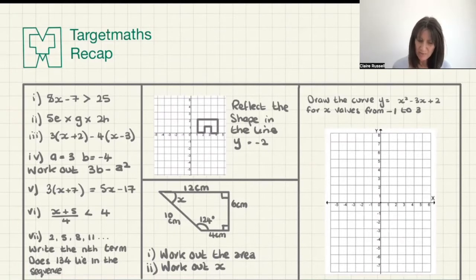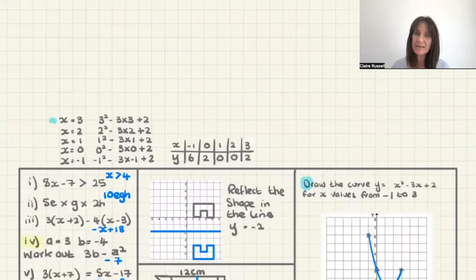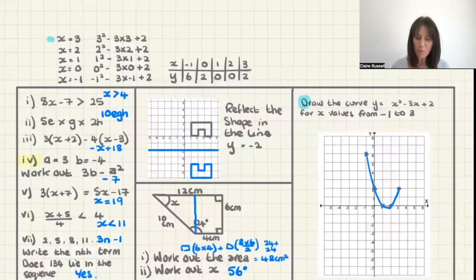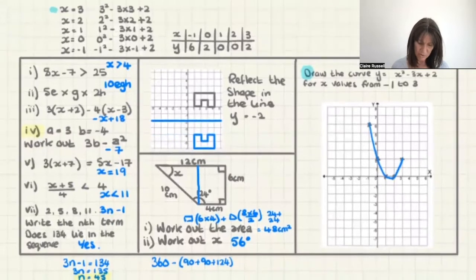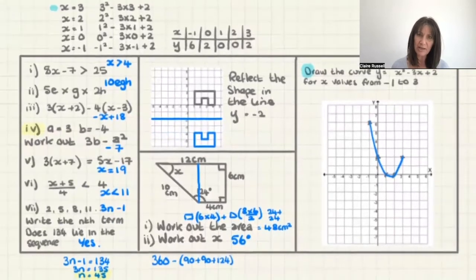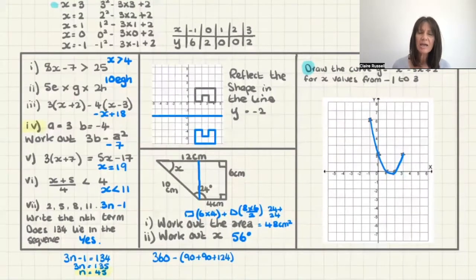Okay, so here's the answers. Let's get those up. Right, hit pause and see if we can squeeze it all on there, just about. There you go. Hit pause, do your marking. The ones that are highlighted, I'm just going to point a couple of things out and then we'll be good to go on to our next session, okay?